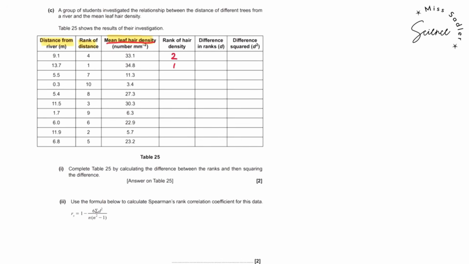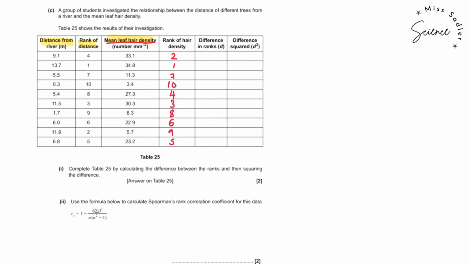So that looks like number 2, number 3 there, number 4, number 5 at the bottom, number 6, number 7, and then we've got 8, 9, and 10.